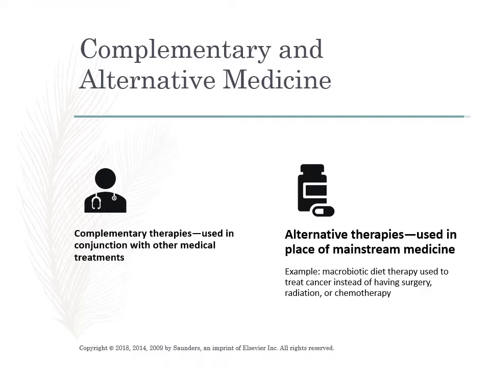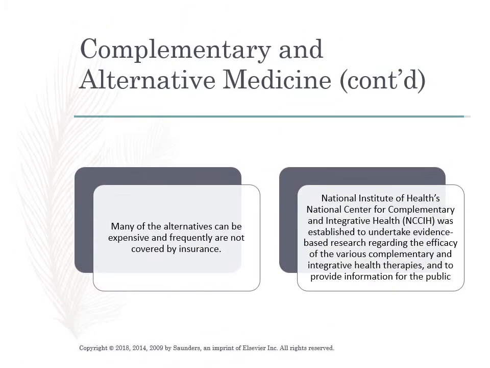So, complementary and alternative medicine. Complementary therapies are used in conjunction with other medical treatments. Alternative therapies are used in place of mainstream medicine. For example, macrobiotic diet therapy used to treat cancer instead of having surgery, radiation, or chemotherapy. Many of the alternatives can be expensive and are frequently not covered by insurance.